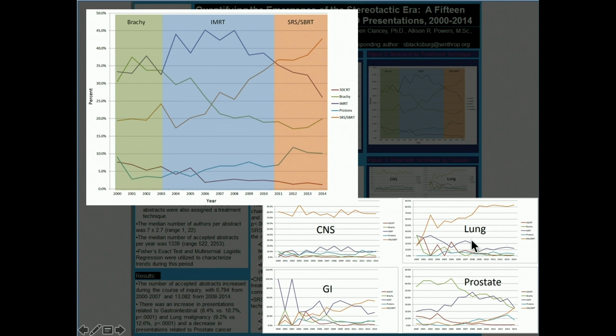And if you break it out by disease site, you could see the inflection point. This is around the time that Bob Timmerman published in JAMA the RTOG non-small cell lung cancer results. So for lung cancer, SBRT became the most common.